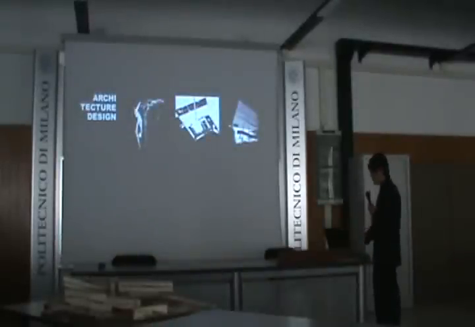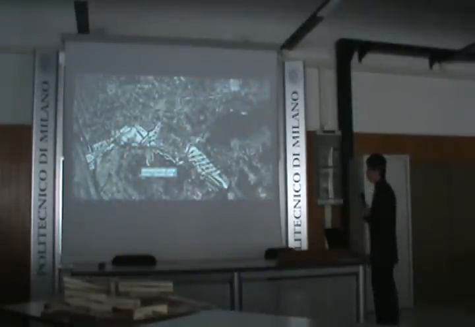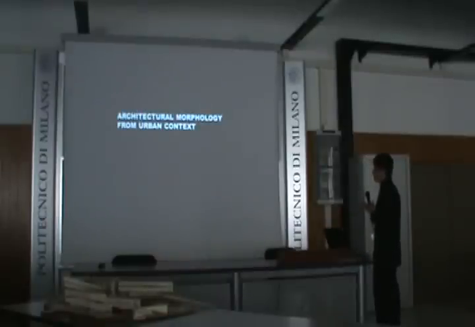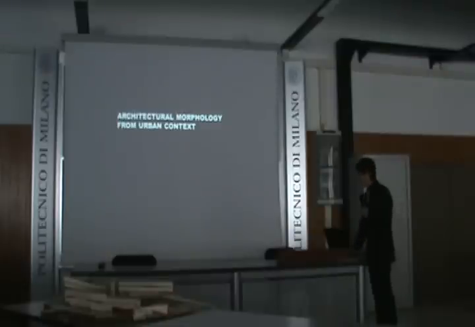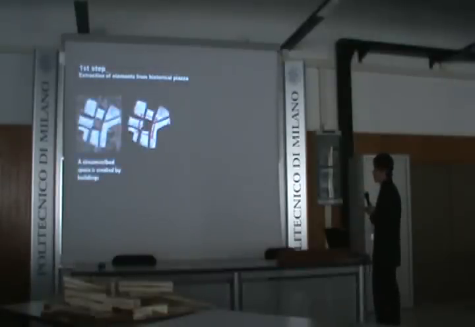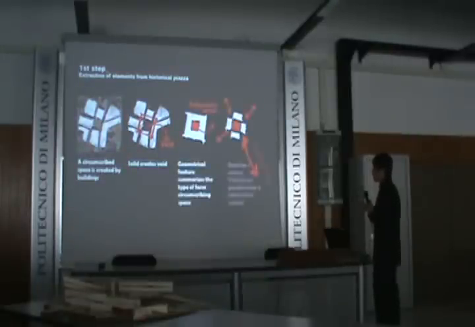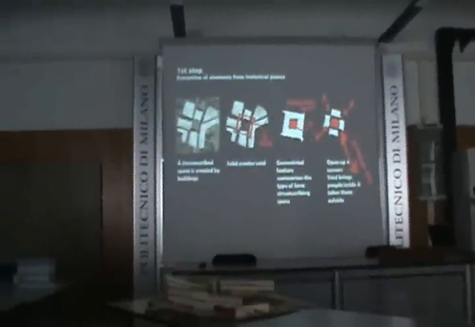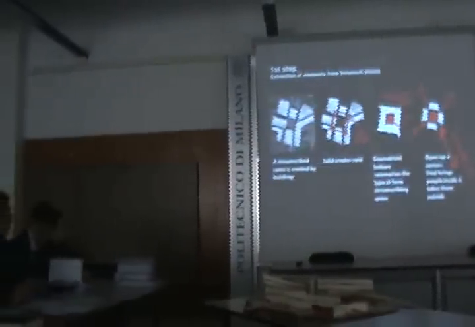The architecture design chapter. I will choose the recreation center as the example. The basic idea is the architecture morphology from the urban context. The first step is extraction of elements from historical reality. The building will enclose the historical reality and the solid brick void. I call the void an essential space, and I will open four corners of the solid to let the void bring people inside and take them outside. We want to create a new social relationship between inside and outside space.